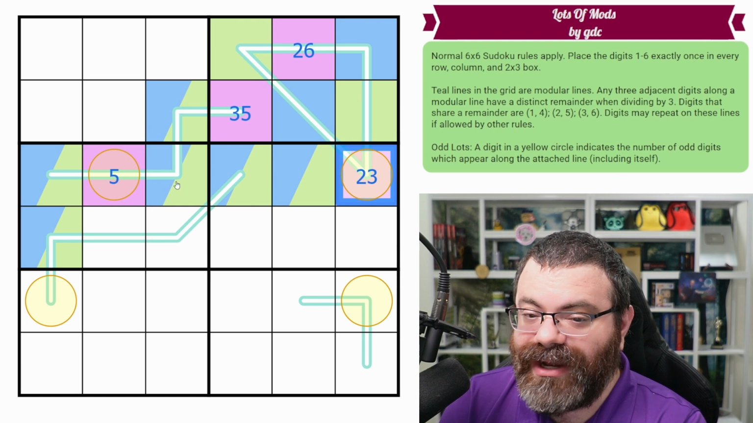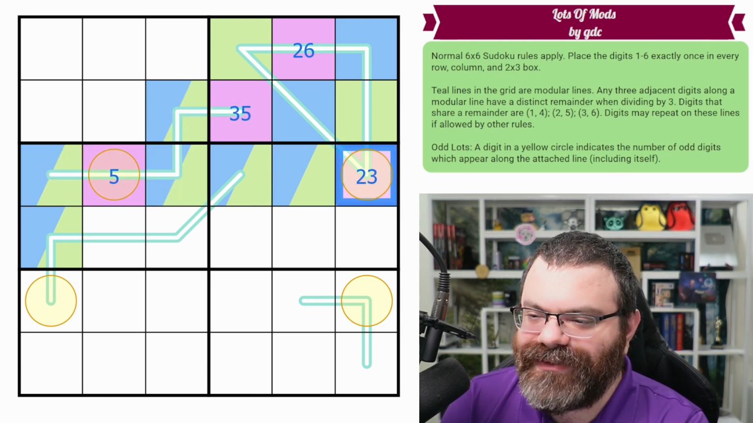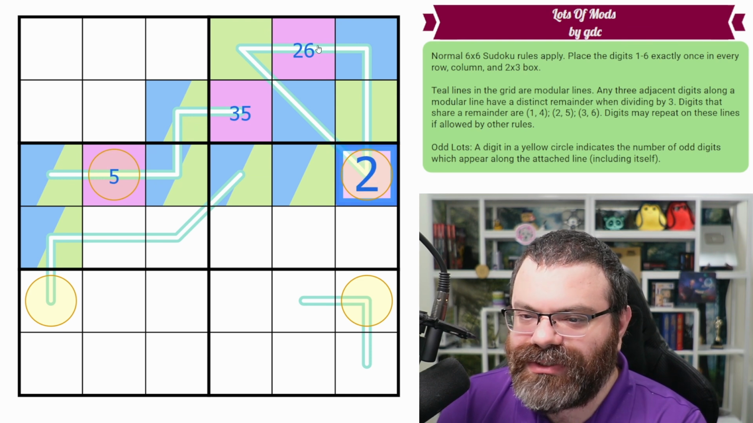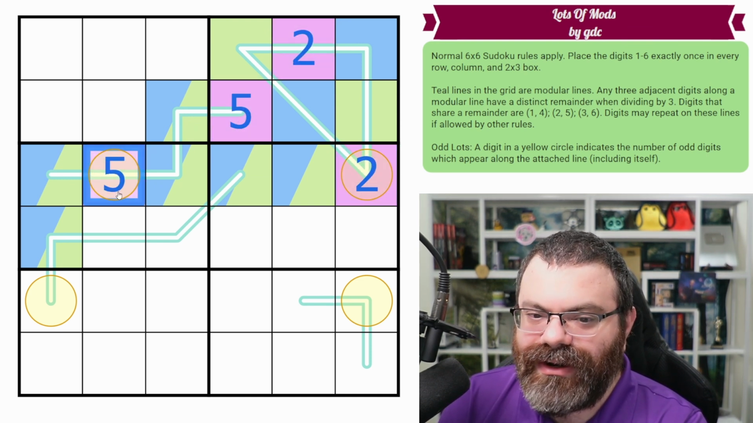But 3 would require this to be 6. There's only 5 digits on the line. Okay, so it's definitely not 3. So this is really restricted. So this is a 2. This is a 2. That makes that 5, which then also makes that 5.